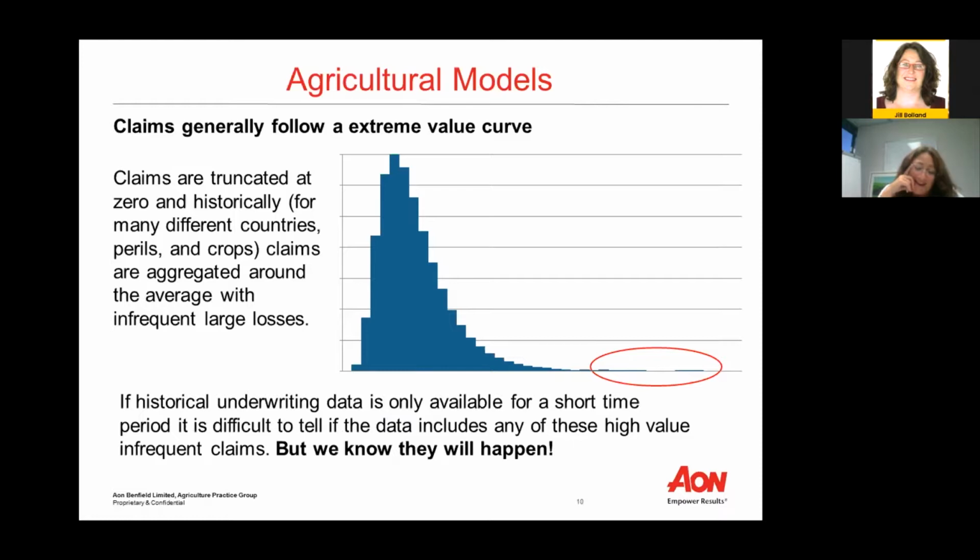And I tell my clients all the time that even though your data looks really good and you haven't had a high claim, one day it will happen, and you might as well know what it's going to do.